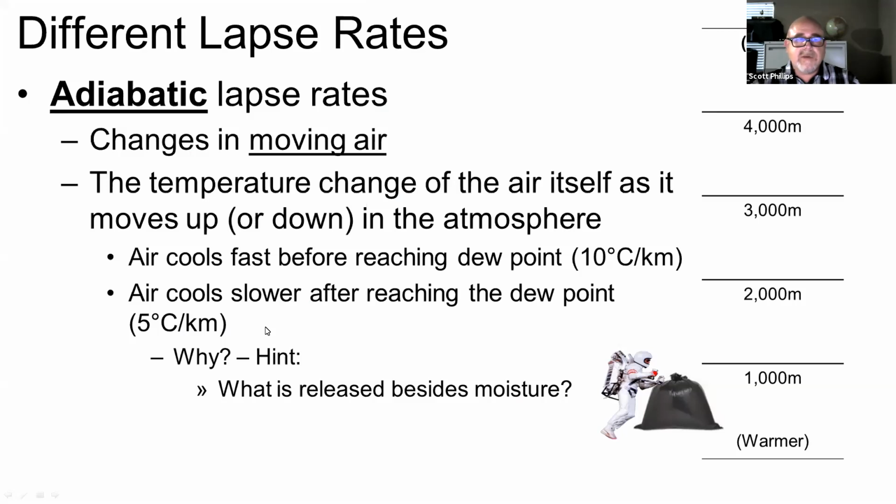So adiabatic lapse rates are about the changes in moving air, the temperature of the air itself as it moves up or down in the atmosphere, rather than the generic outside environment. Imagine, as a thought experiment, you have a bag of air. As you move that air upward using your jetpack, it will cool down at 10 degrees for every 1,000 meters until it reaches the dew point, whatever elevation that is. When that happens, condensation occurs, and the cooling rate will slow down for that air that's moving up, because condensation involves the release of moisture, but also the release of heat through latent heat.